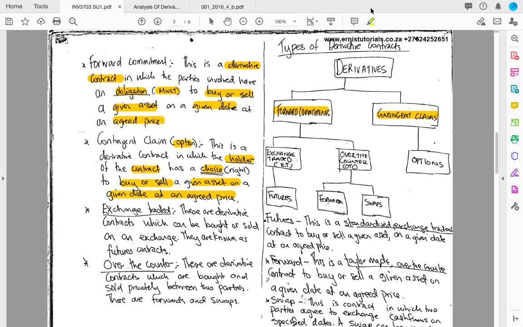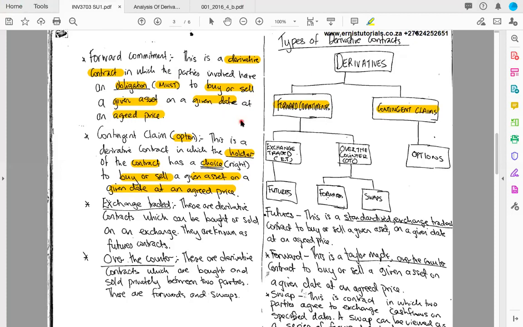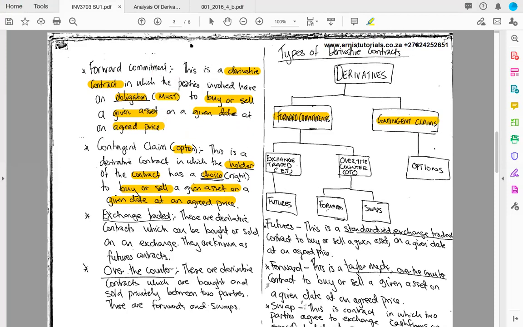Okay, so let me briefly explain what we mean by that. Right, so the idea here is that if you enter into a derivative contract, let's say you want to buy or sell an asset in the future, and you want to make sure that the price is set, the price you're going to buy it or sell it is an agreed price between you and another party. If you want to enter into a derivative contract, you can enter into two types. Either you can enter into a forward commitment, which means you'll have an obligation to buy or sell the given asset on a given date at an agreed price.